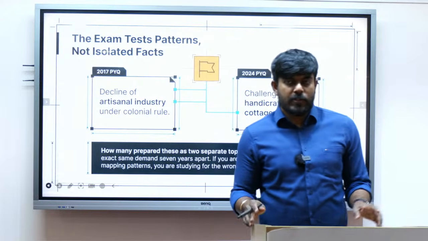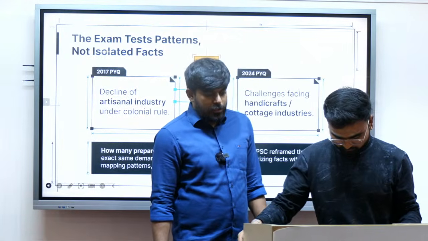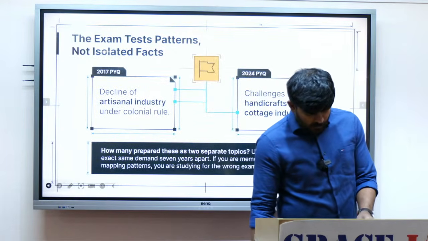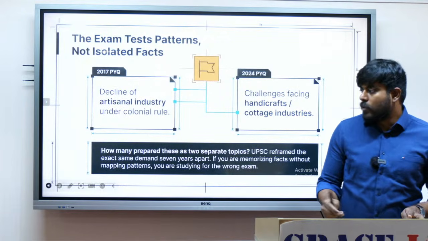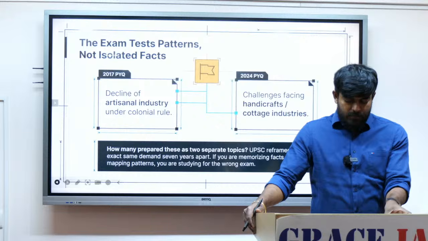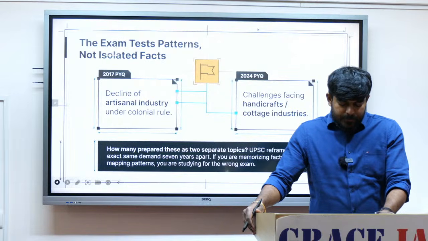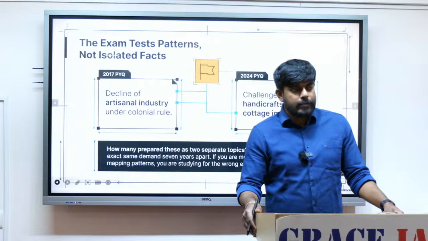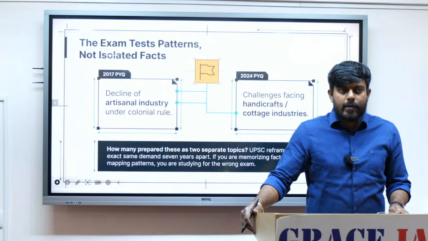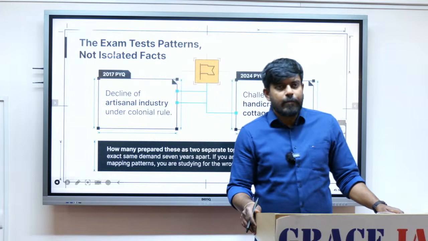In 2024, a question was asked, how far was the Industrial Revolution in England responsible for the decline of handicrafts and cottage industries in India? 15 marker, 2024.